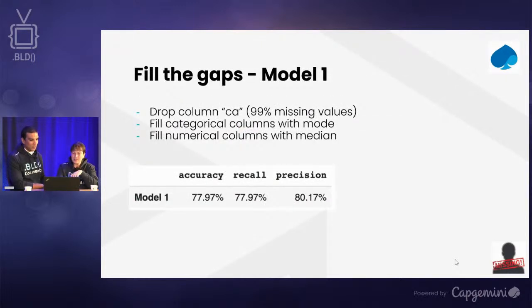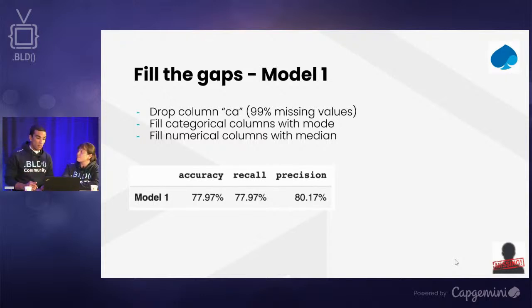So the first model: we dropped the CA column, which had 99% missing values, because that's not a useful column. Then you fill the categorical columns with mode, like we said, and the numerical columns with median. There you see accuracy is 77.9%, recall the same, and precision 80.17. That doesn't tell you much. It says that's what it is for that model, but you need something to compare it to, to see if this is actually the best model you can get.